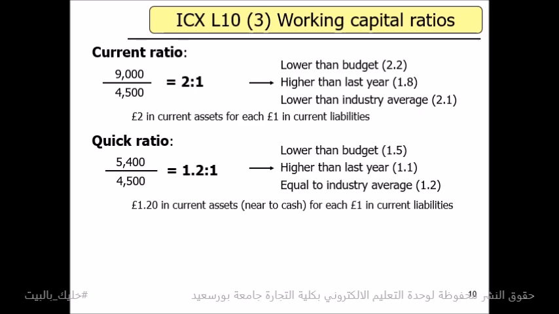How to calculate the current ratio? It's equal to current assets divided by current liabilities, and the quick ratio is equal to current assets less inventory divided by current liabilities. The current ratio here is lower than the budget, higher than the last year, and lower than the industry average. Regarding the quick ratio, it's lower than the budget, higher than the last year, and equal to the industry average.